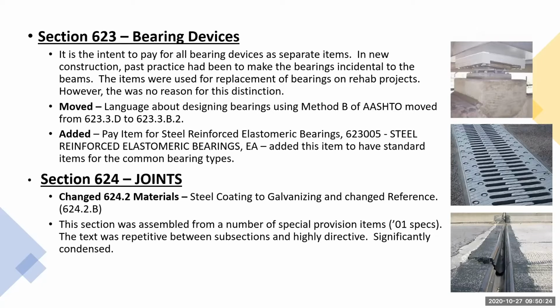Section 624, joints. The main thing with this is that we changed the steel coating to galvanizing instead of painting, which from a maintenance standpoint just makes sense. I think it was long overdue. And this section was assembled from a number of special provision items. There was a lot of repetitiveness between the subsections, so it was significantly condensed between the 2016 and the 2020 specs.